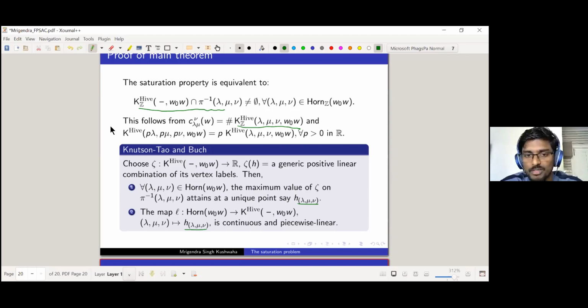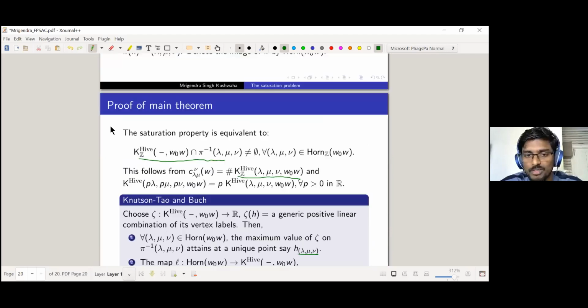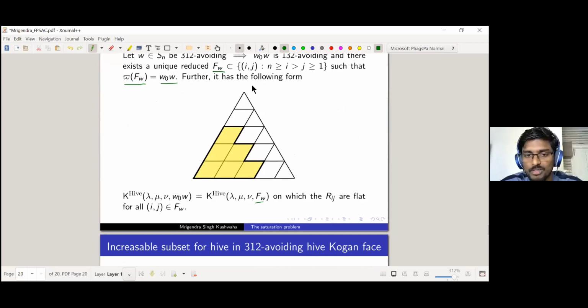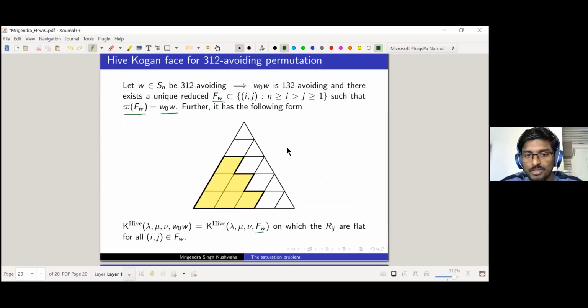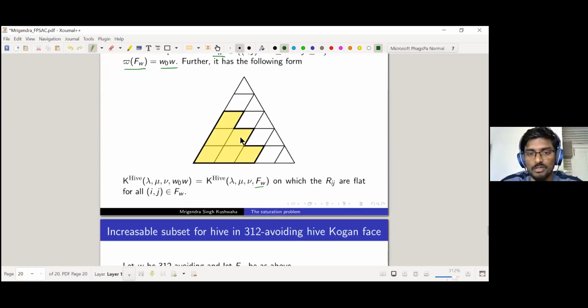But the way we are proving this, we are using exactly this shape, and this shape only occurs for the 3-1-2 avoiding permutation. So there could be some different way to prove it for other permutations, but definitely this method is not working. I checked other cases and didn't get any counterexample, so I'm hoping to prove it for all permutations.